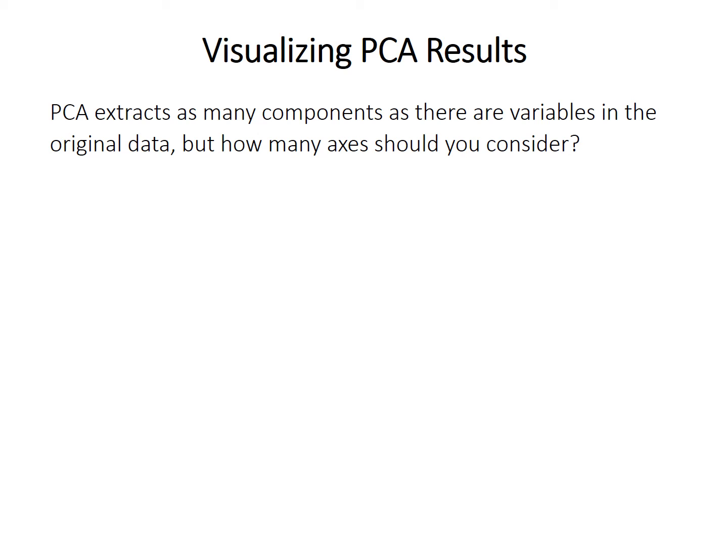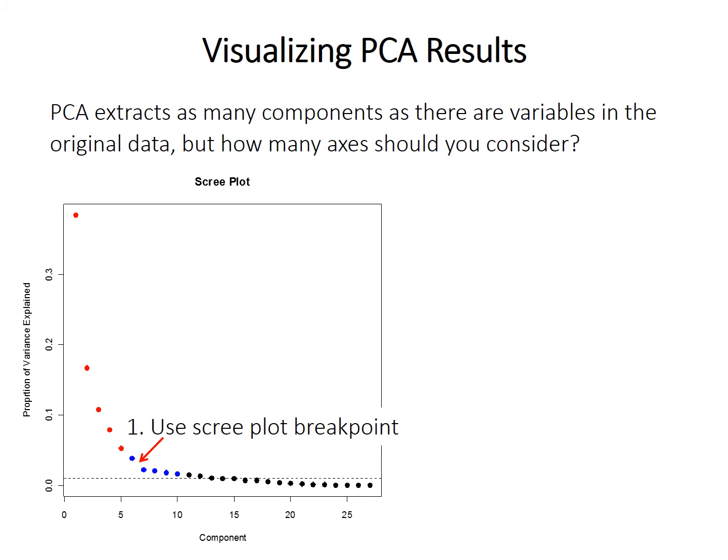So there turn out to be several rules of thumb. One is that you can make this plot here called a scree plot, which shows the proportion of variance explained by each principal component. And there's often a break point somewhere between a steep part of the line and a shallower part of the points. And you can use that break point to be a cutoff. In this case, we might say, well, I'm going to look at the first 6 principal components, or something like that.